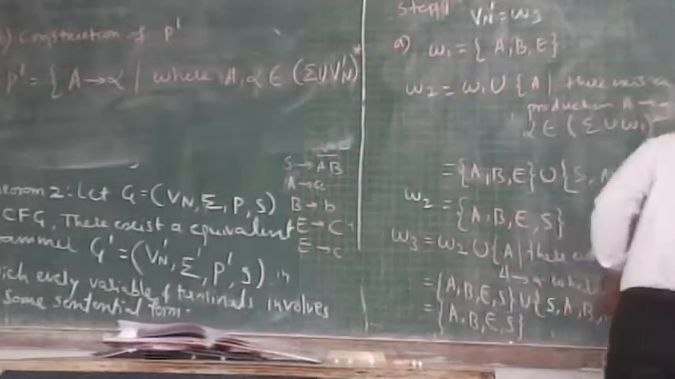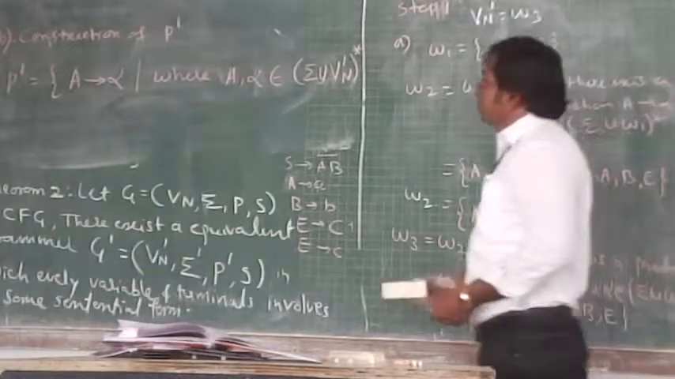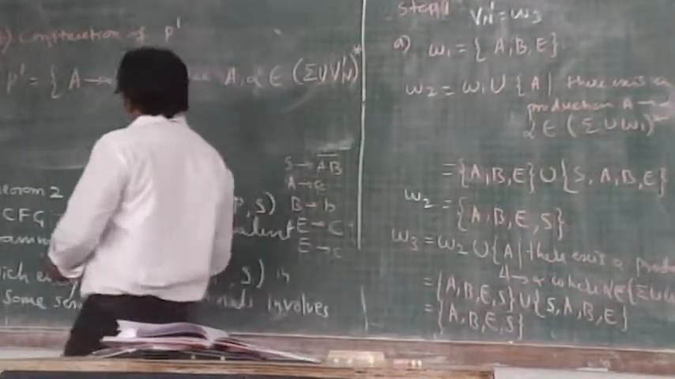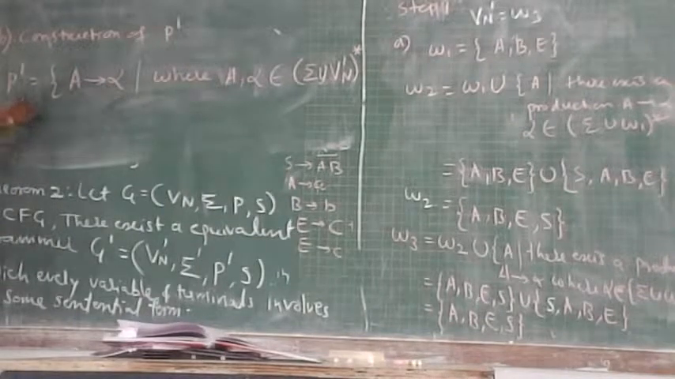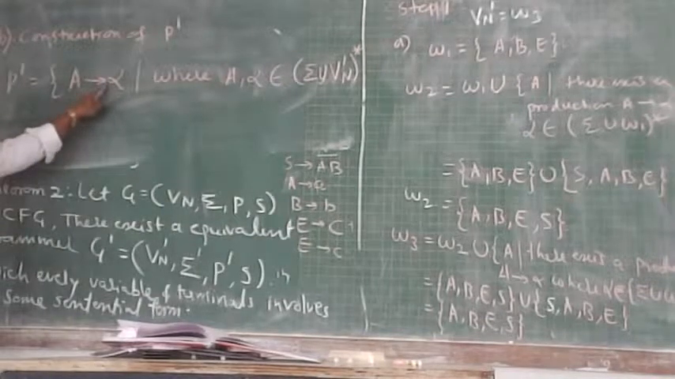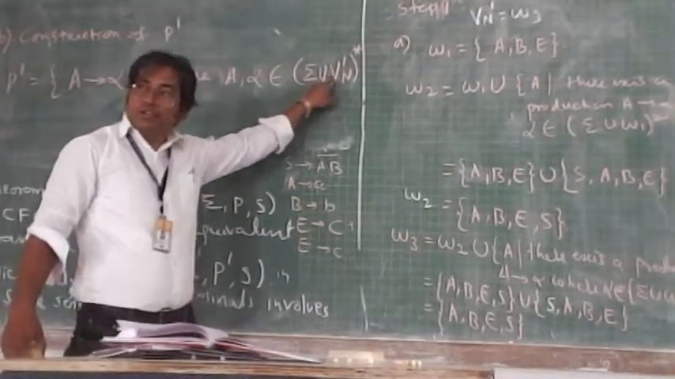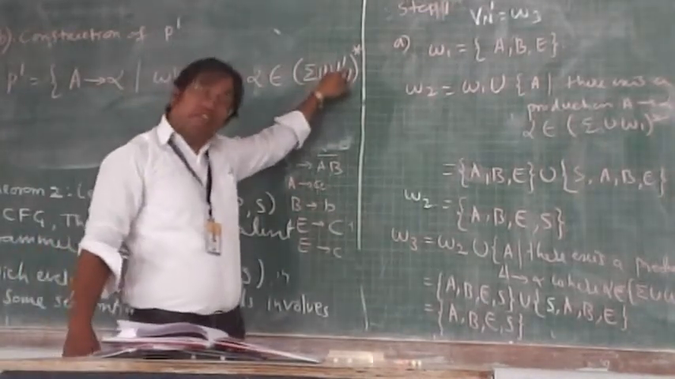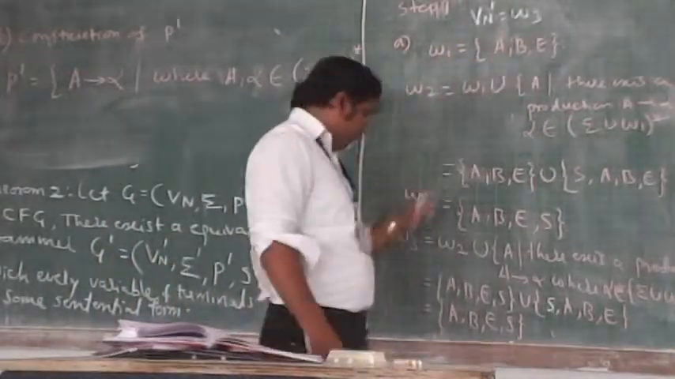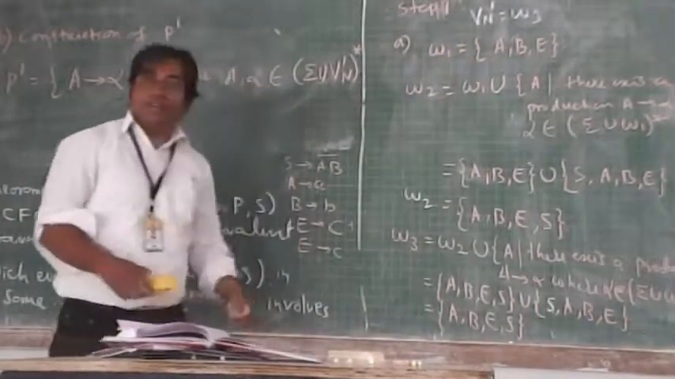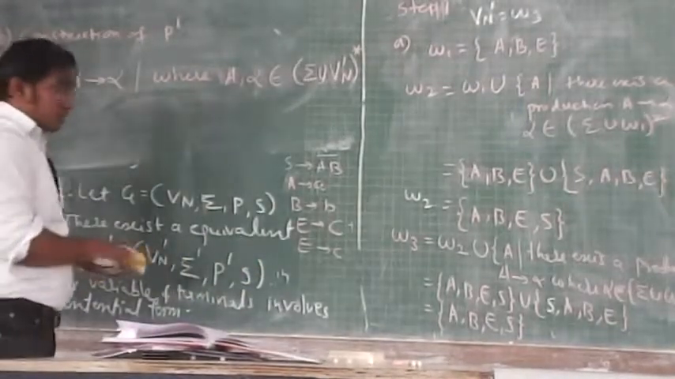Next I need to calculate P dash. How to calculate P dash? Such productions where the left hand side and right hand side of the production belong to (Sigma union Vn dash) closure, and my Vn dash is this one, W3, and W3 is in this case A, B, E. So what are the various productions?